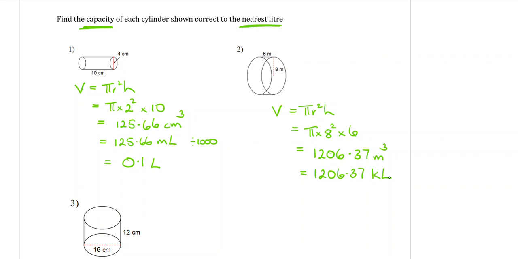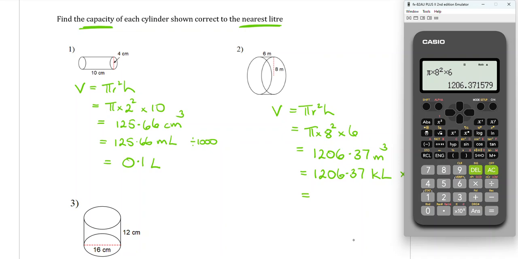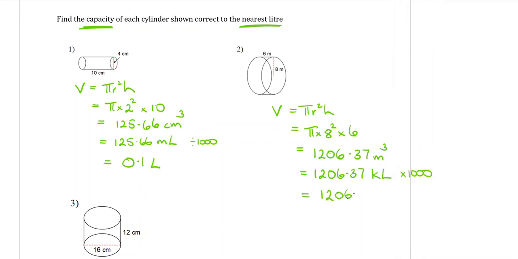Litres times 1,000. Good. Now, if I type what's there, I'm actually going to lose some decimal places. But if I've still got this answer in my calculator and I just go times 1,000, then it uses the exact answer that was in there. I don't lose any decimal places. And I want it to the nearest litre, which means I want to cut off all the decimals, the 579, that's going to disappear, which means it needs to round up. So I'm going to have 1206372 litres.